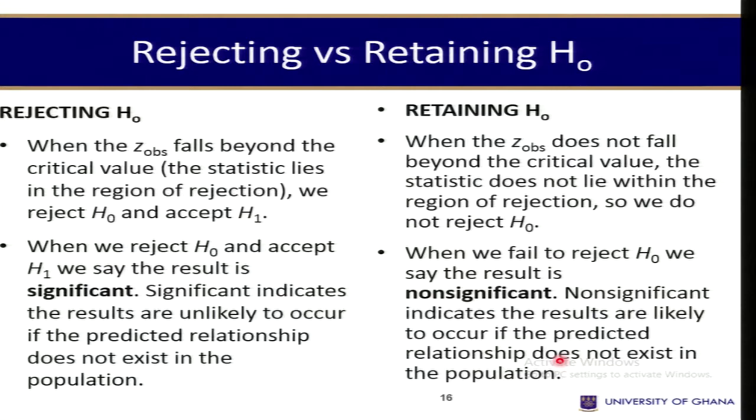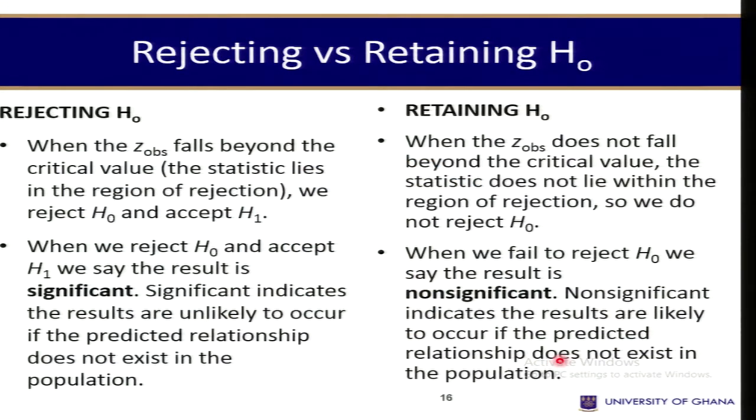So let's see what the consequences are of rejecting or retaining H0. What we are saying here is that when the z observed falls beyond the critical value, then we reject H0 and accept H1. In other words, when we reject H0, indirectly we are accepting H1. And if that is what we observe in a research situation, we say that the result is significant. There is a significant difference. Significant here indicates that the results are unlikely to occur if the predicted relationship does not exist in the population. When we say a result is significant, it means that the difference that we are seeing, in other words the difference between our sample mean and the population mean, is not due to chance. It's a real difference. Something real and something interesting is happening.